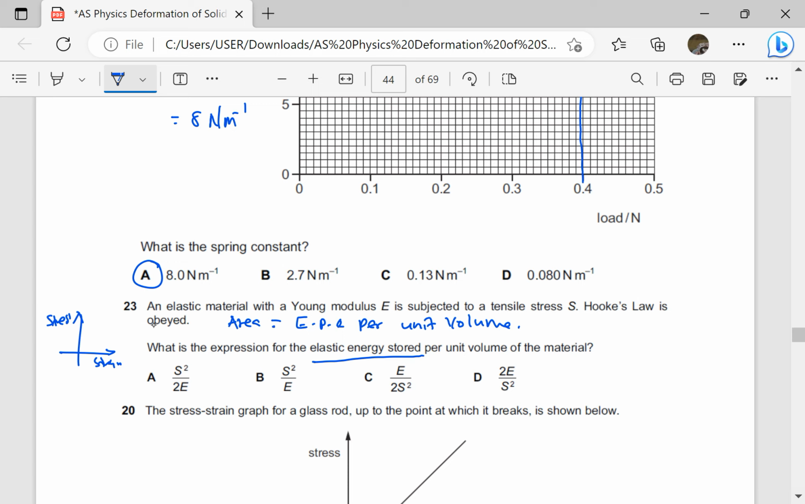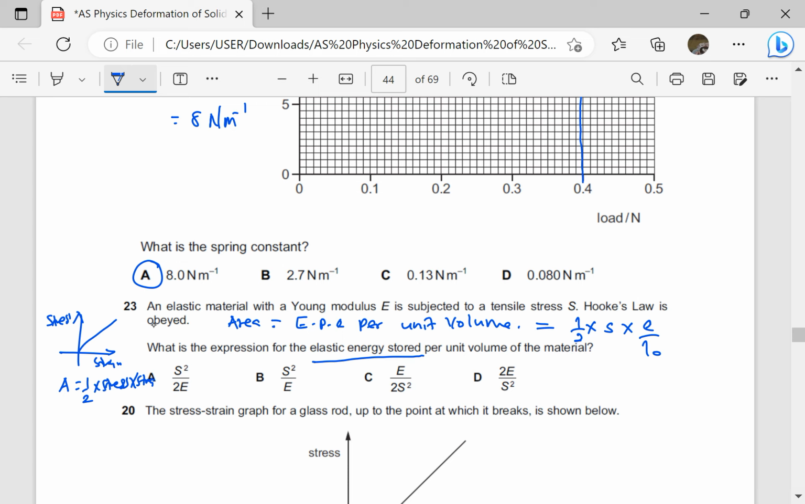So this area is going to be equal to a half times the stress, which is given as S, then times the strain, which is given as extension over original length. A half, the area of this graph is equal to a half times stress times strain. So this is going to be a half S times e over L naught.